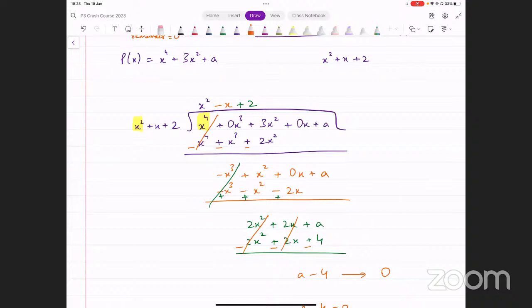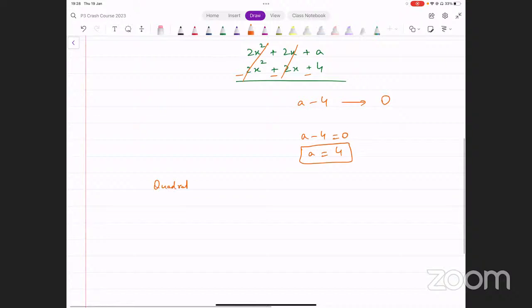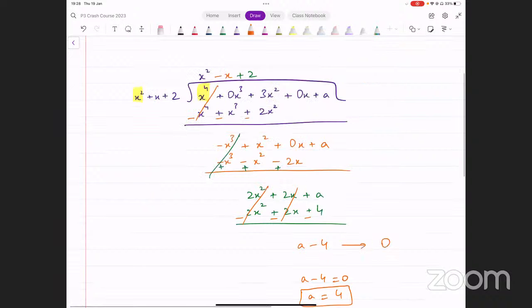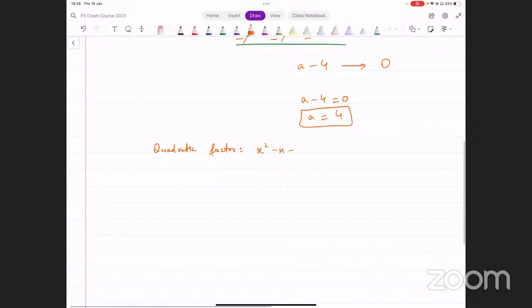You'll say this other quadratic factor is x squared minus x plus 2. This is the other quadratic factor. This is what we were looking for.